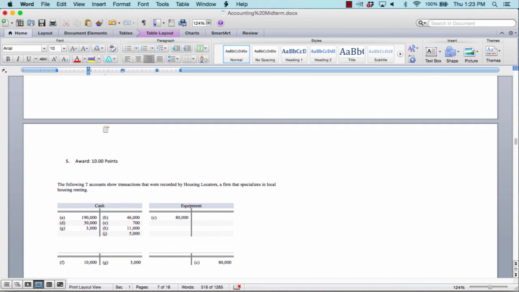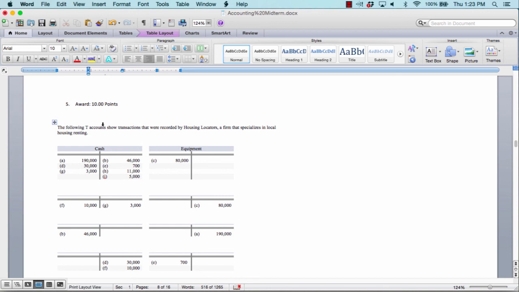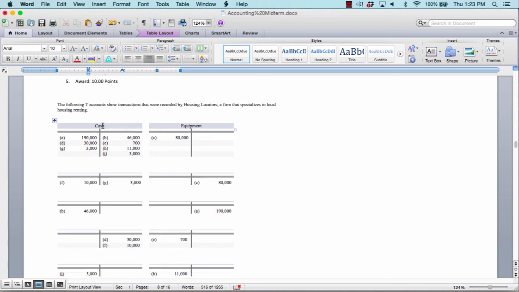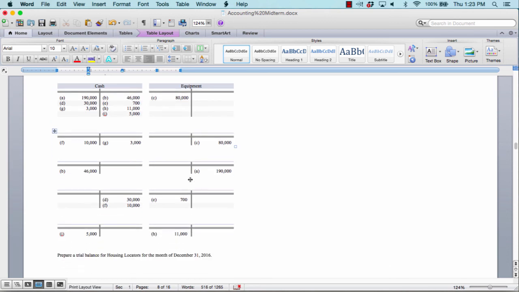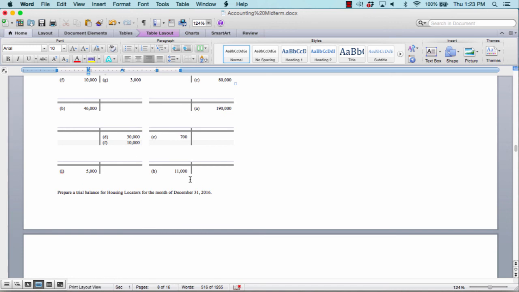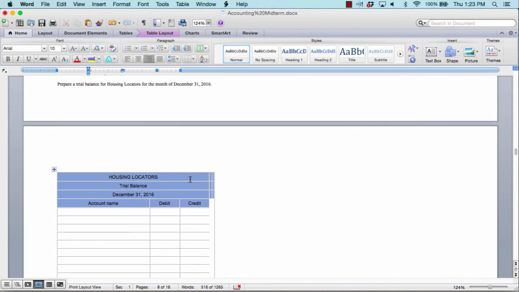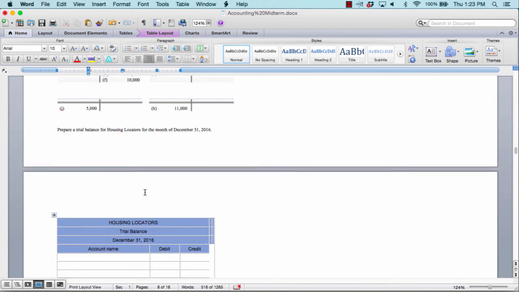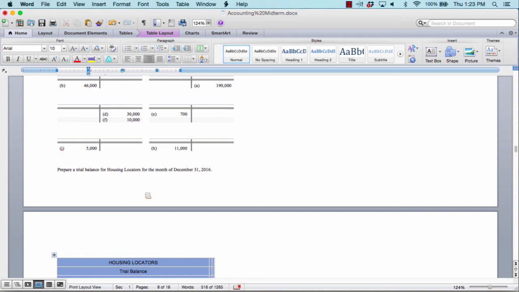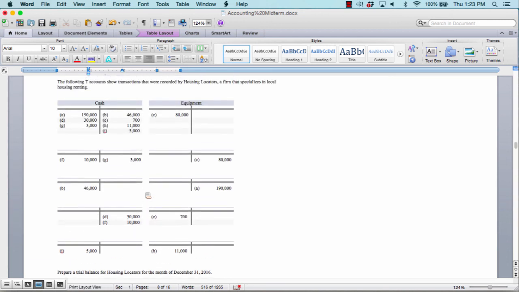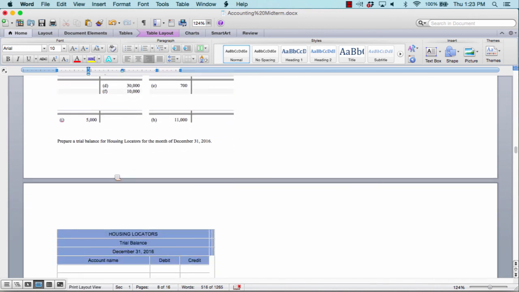So going on to number 5. It says the following T accounts show transactions that were recorded by Housing Locators, a firm that specializes in local housing renting. And it's giving you the T accounts. Okay? Prepare a trial balance for Housing Locators for the month of December 31st, 2016. And here's your trial balance. What's a trial balance? You're literally going to give me the totals of each of these categories and record them down here.